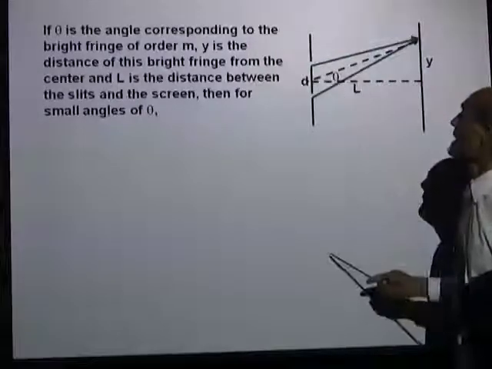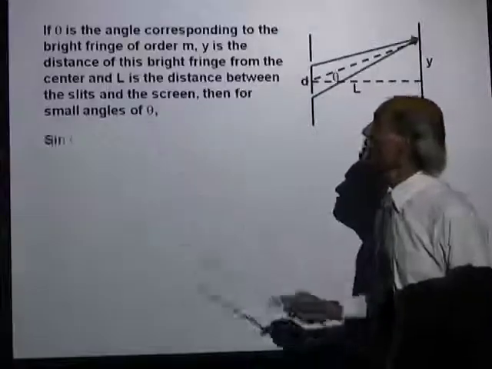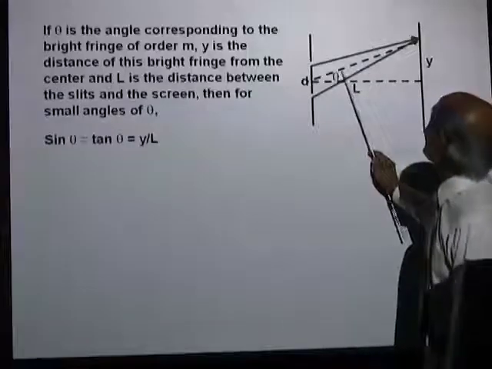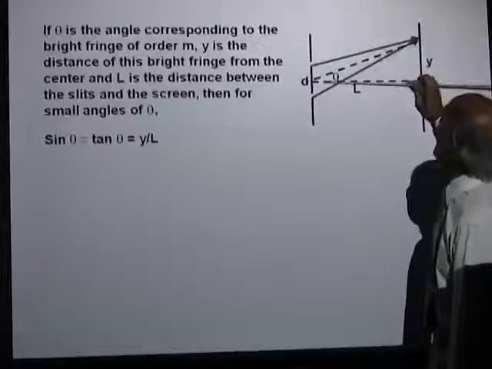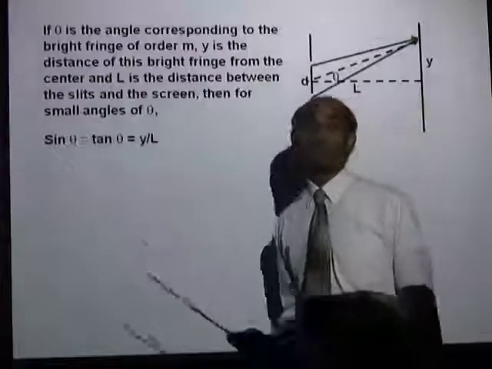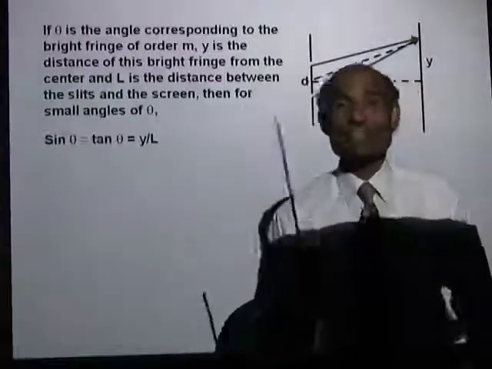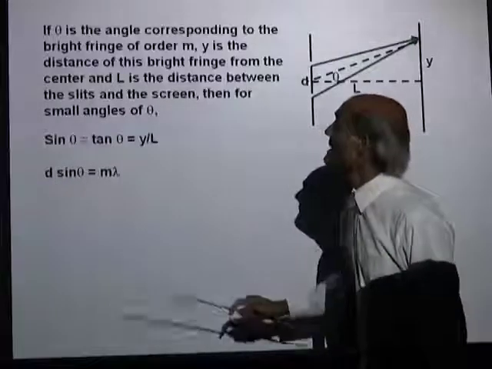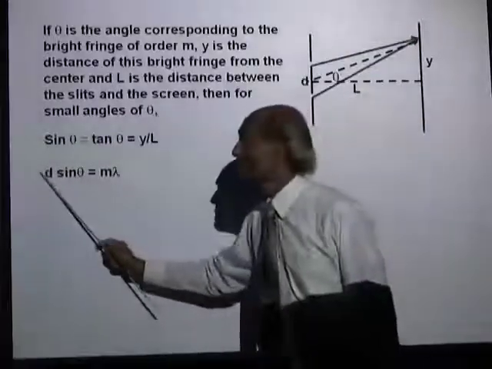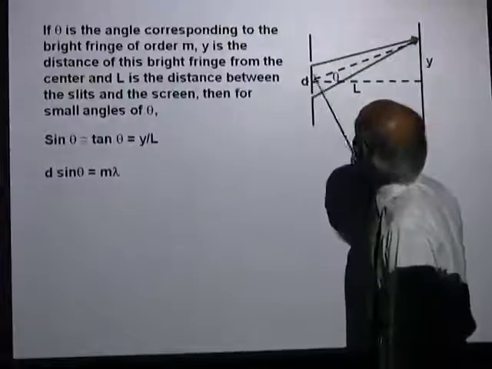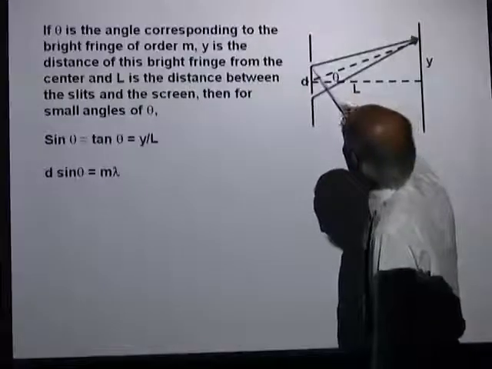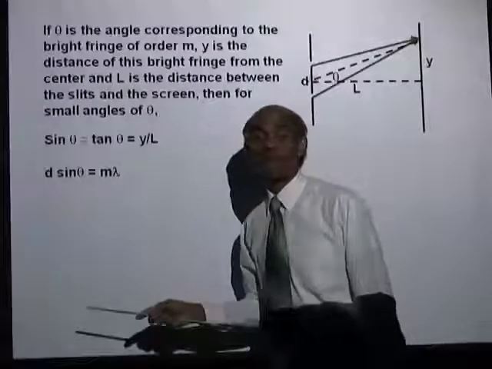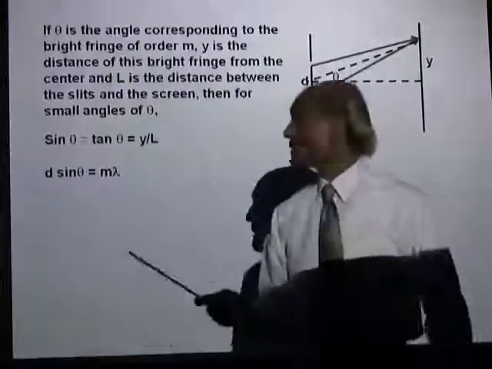Look at the geometry there. Then for small angles of theta, sine theta is the same as tan theta equal to y/L. Now this relation is true only when the angles are small. Now d sine theta equal to m lambda. D sine theta is that phase difference. Remember the path difference there? When that path difference d sine theta equal to m lambda, that corresponds to a bright fringe.